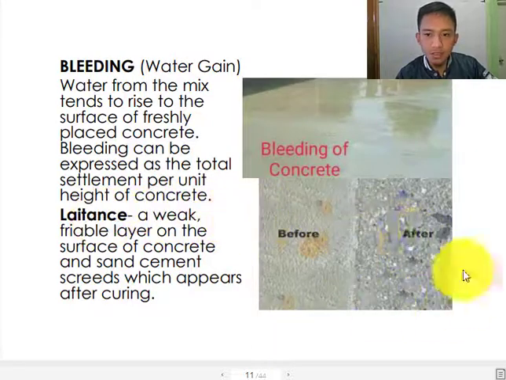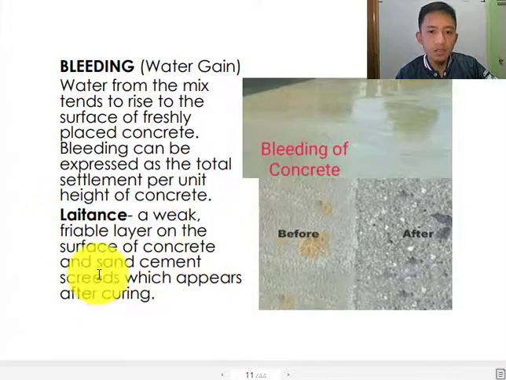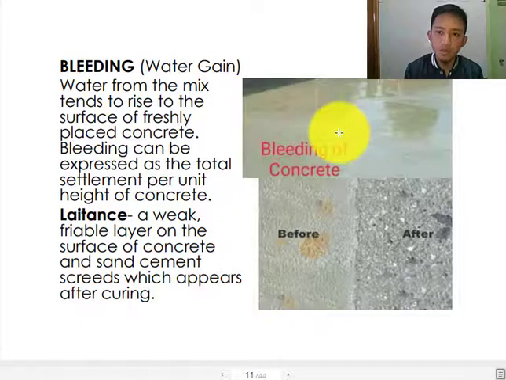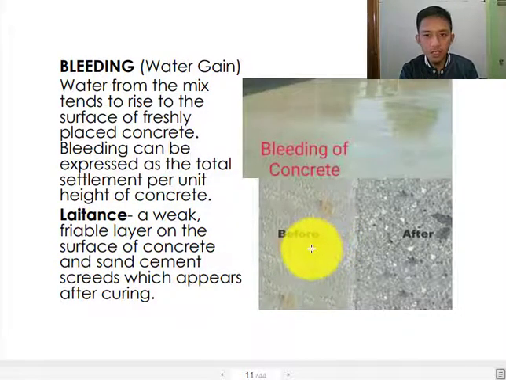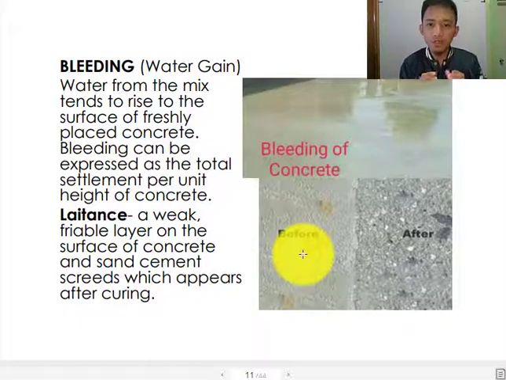Laitance. Okay, so that is actually the effect of this bleeding. It is a weak, friable layer of cement and fine sand on the surface of the concrete, which appears after curing. Once you have bleeding on the fresh concrete and it hardens, you will have what we call laitance. It seems like you have a very clean surface, but actually that is a weak, friable layer. It will be easily removed if there is skidding or friction on your surface, especially on pavements.